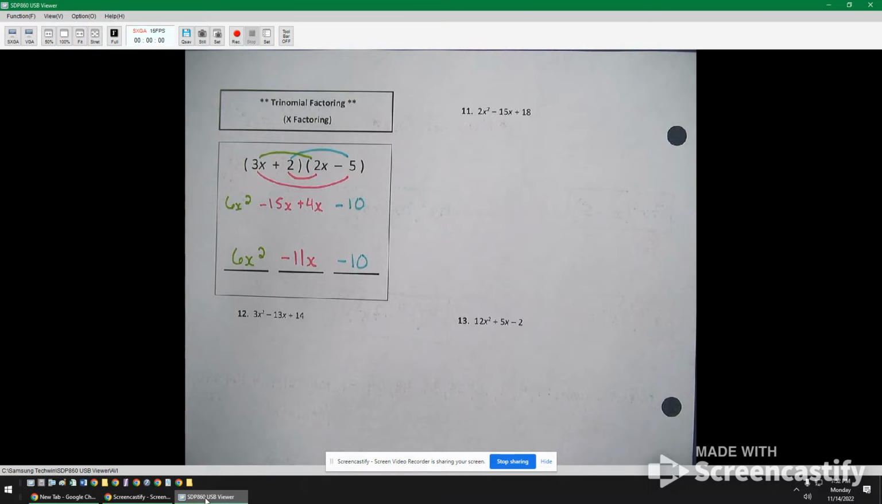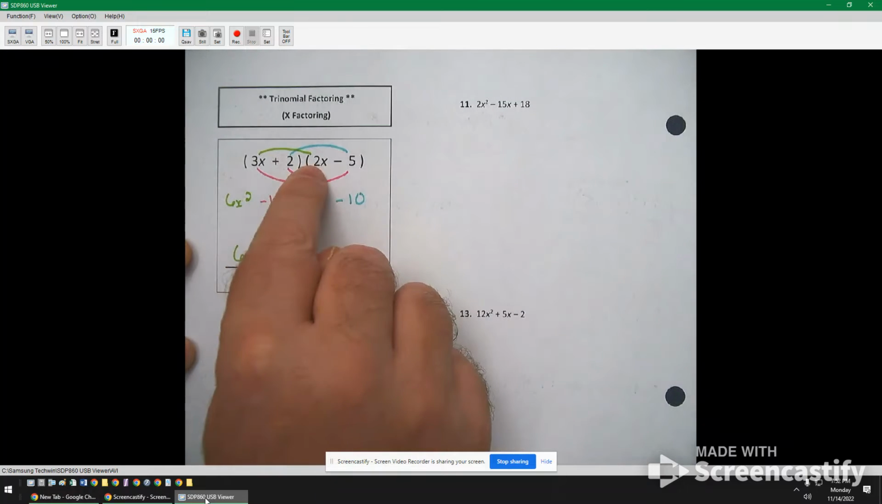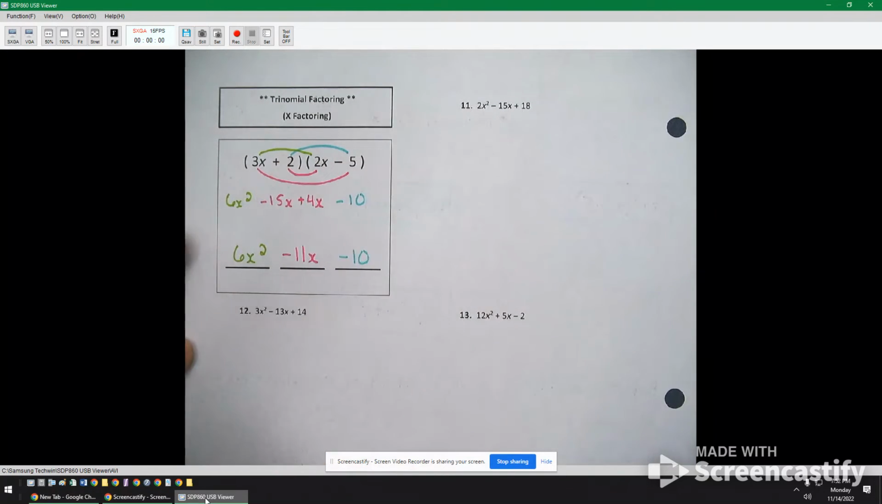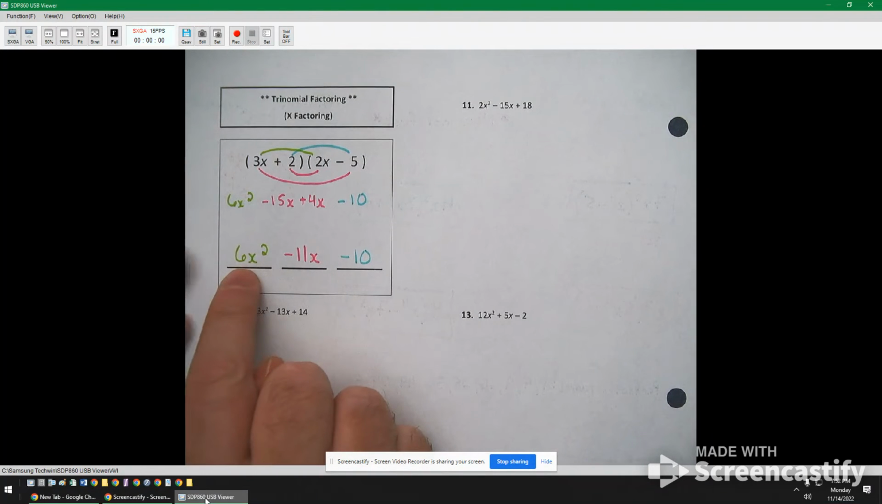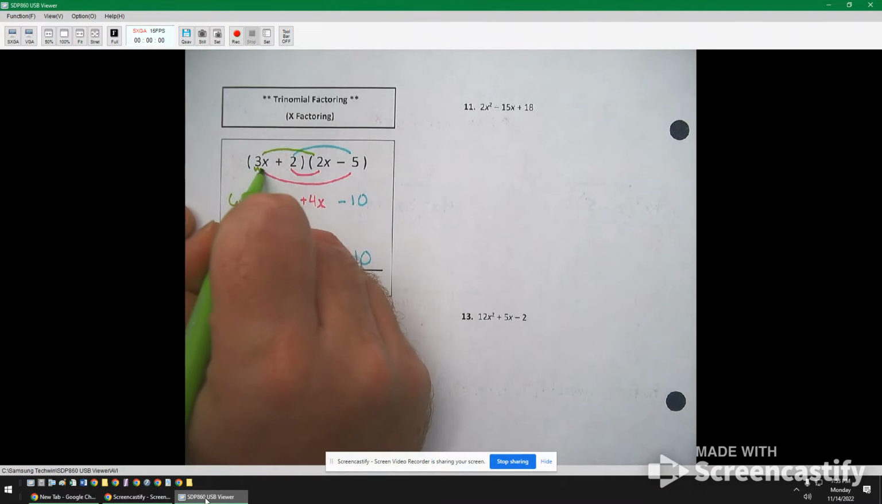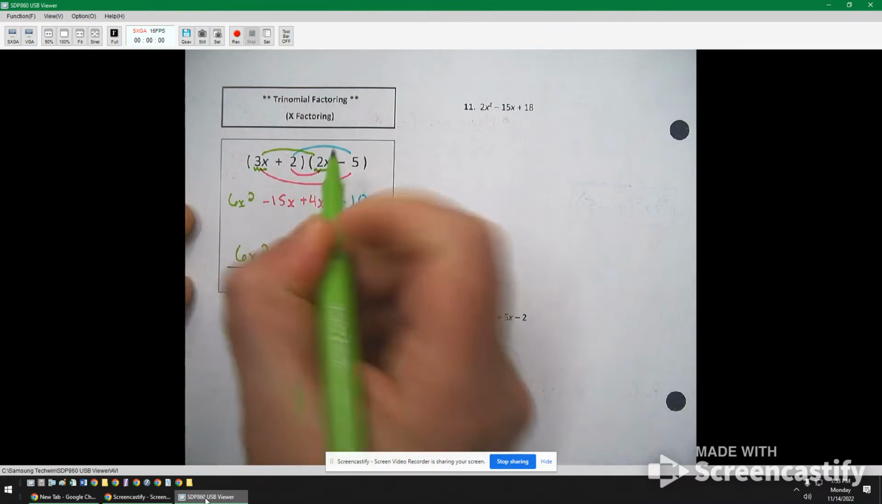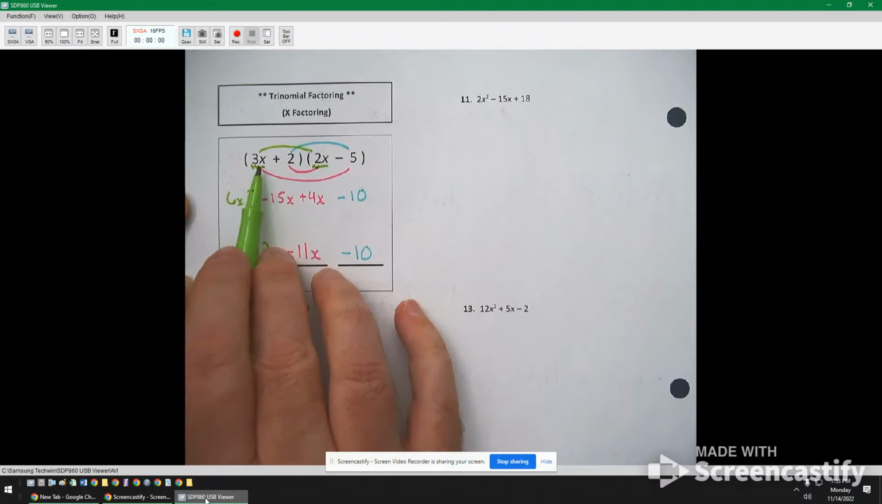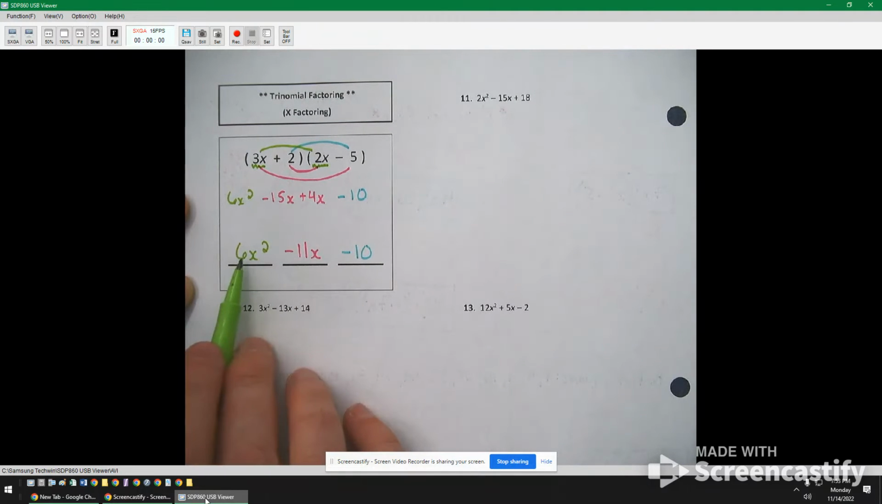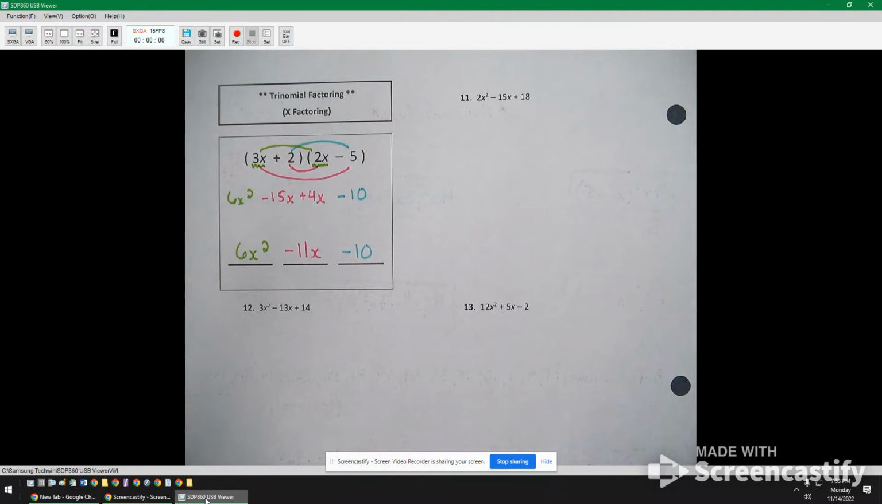Okay, so the point is, what you need to take away is that we're going to start here and try to go back to the parenthesis form, which we call factored form. So looking back at what built the 6x squared, it was this piece and this piece. So these two numbers, whatever's in front of the x's, are going to multiply to make the 6x squared.